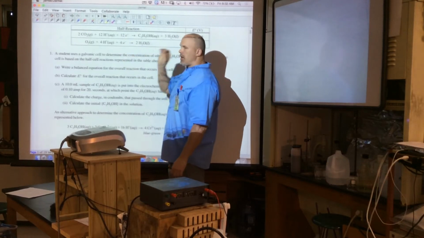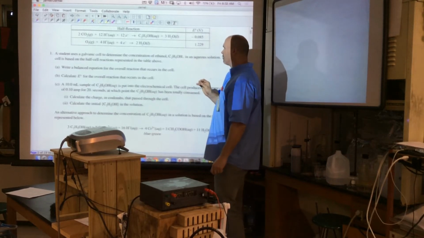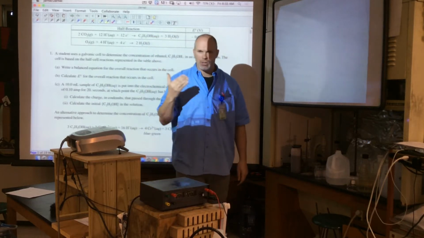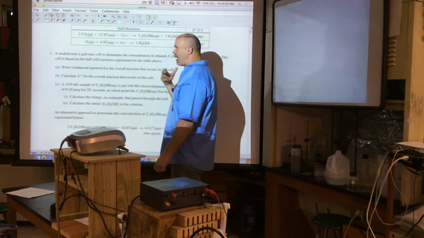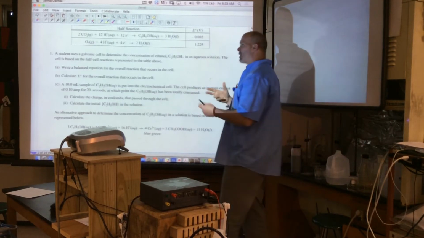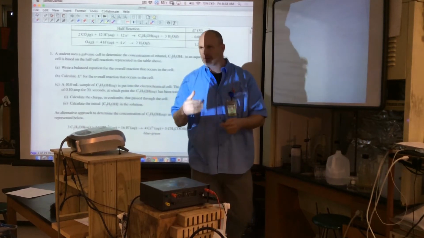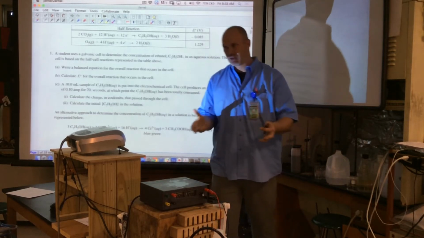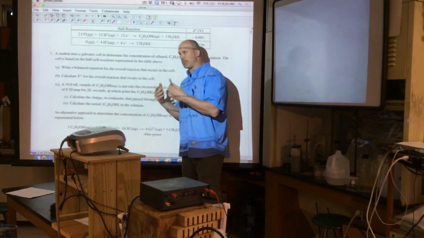Now, the key to this problem was saying that a student uses a galvanic cell to determine the concentration of ethanol. Galvanic is another word from Luigi Galvani. Remember, he was the one with the frogs that he was shocking. And there was Alessandro Volta, who said the electrical shock moving the legs isn't just a biological thing. They had that argument, and Alessandro Volta proved to Luigi Galvani that, in fact, it's a physical process of the universe that biology is using.